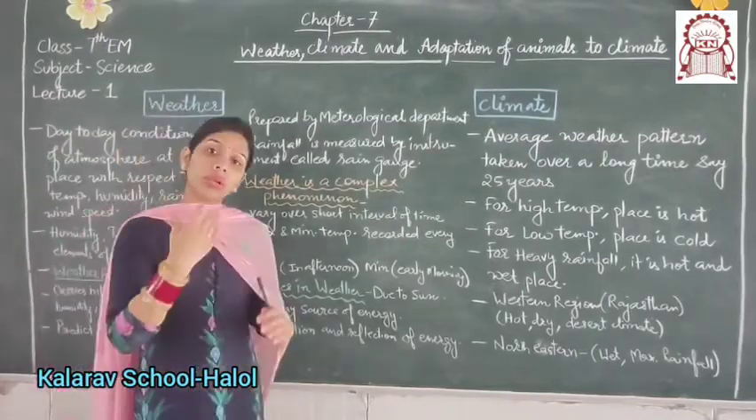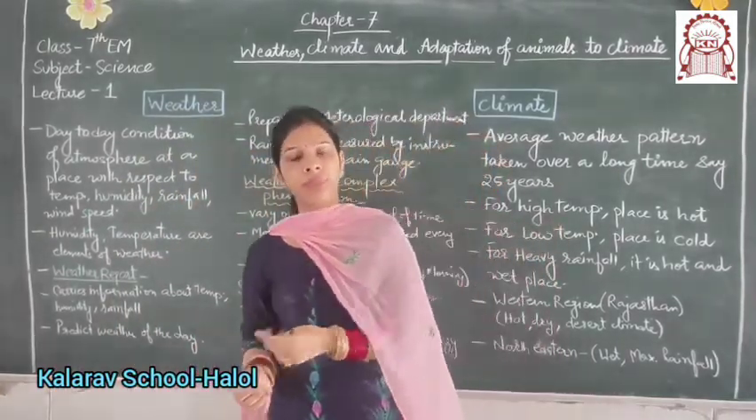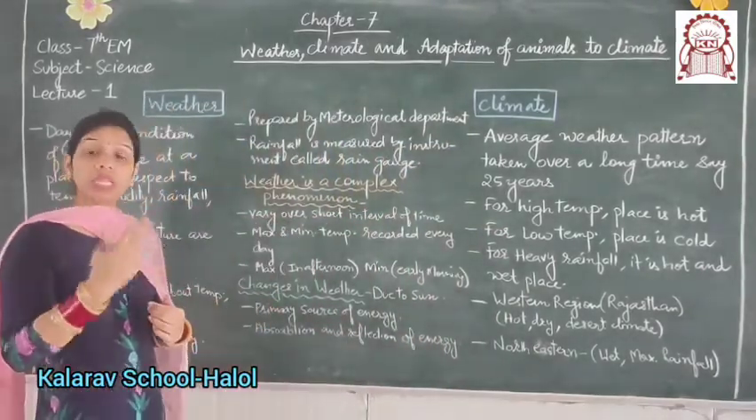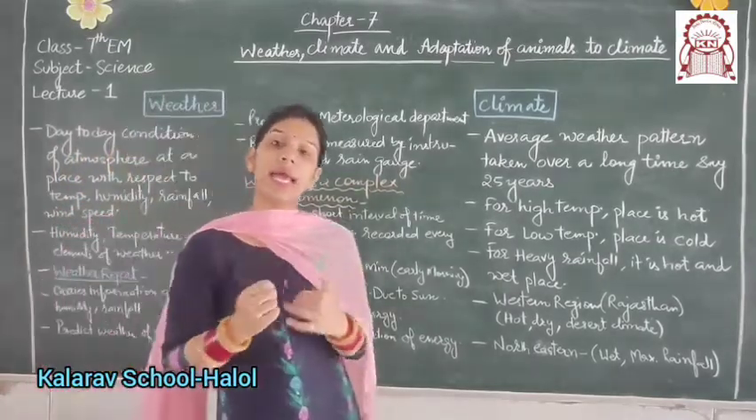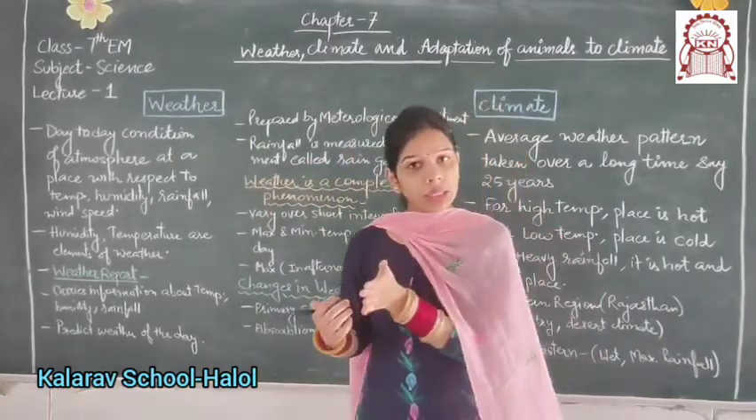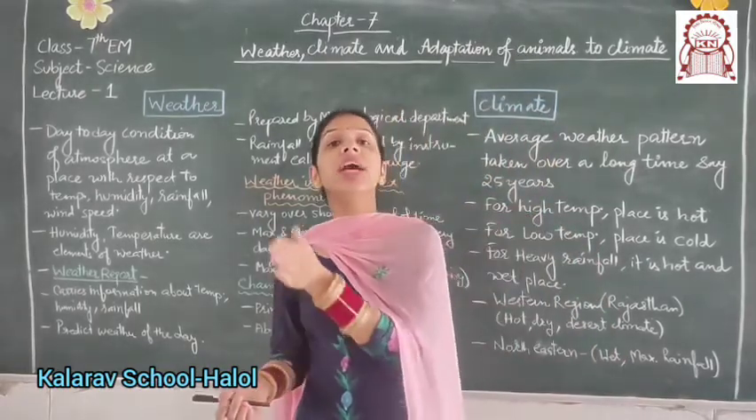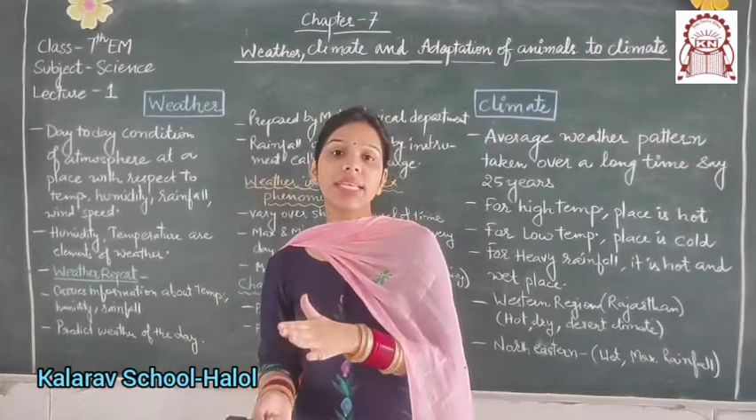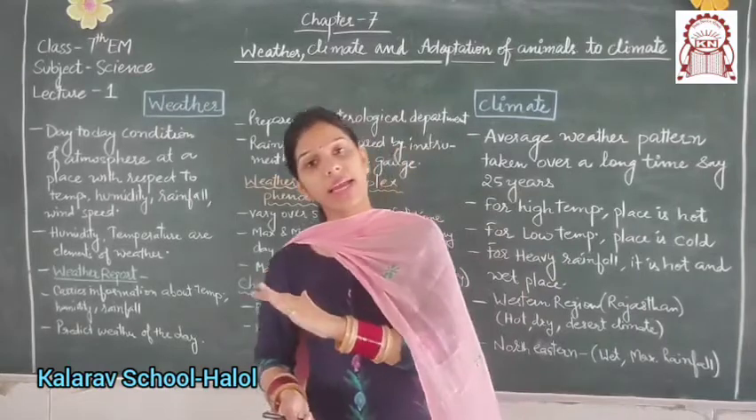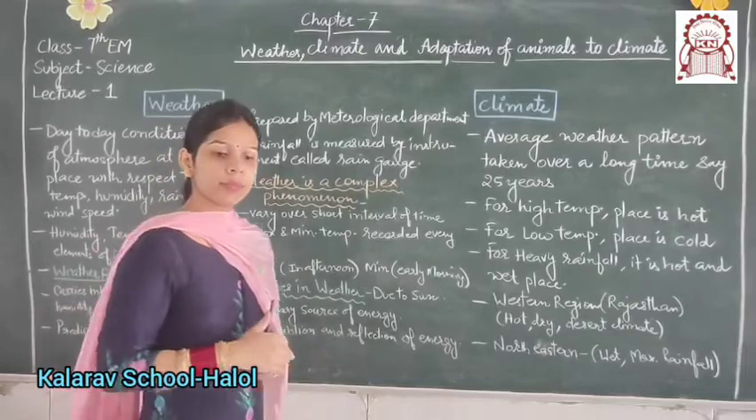Now the next question is how the changes in weather take place. As we know, the sun is the primary source of energy. Due to the sun, we get heat and light. Energy is absorbed or reflected by the earth. Ocean and atmosphere help to change the weather of that place. So we can say that change in weather is due to the sun's heat and light.